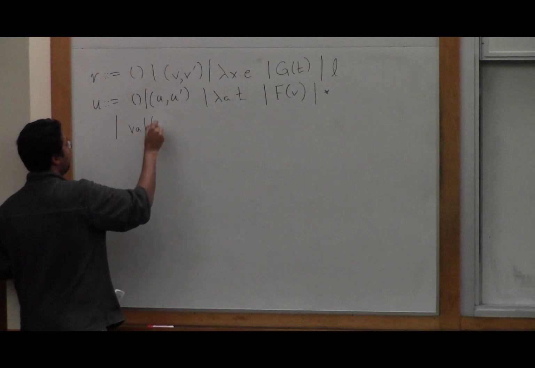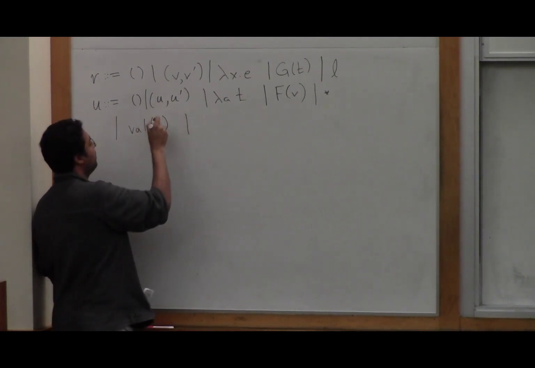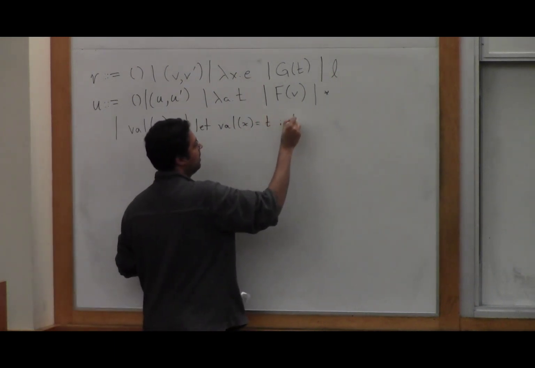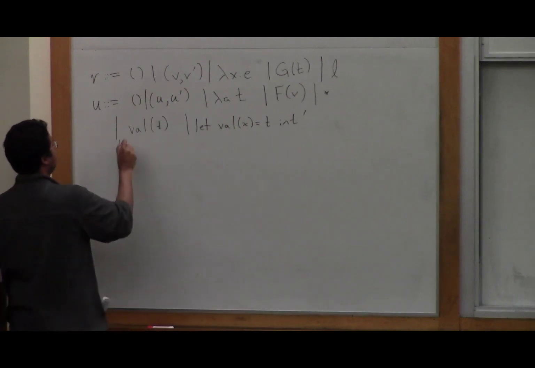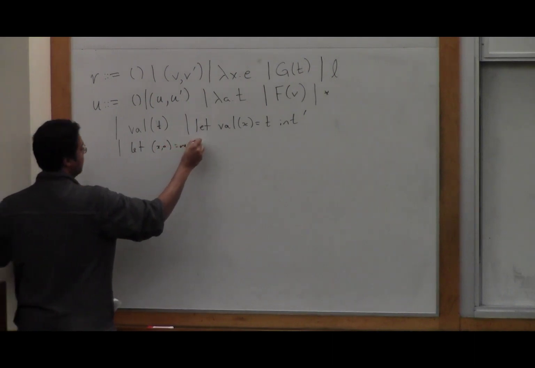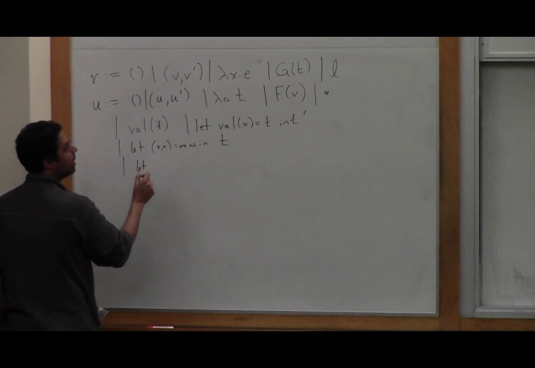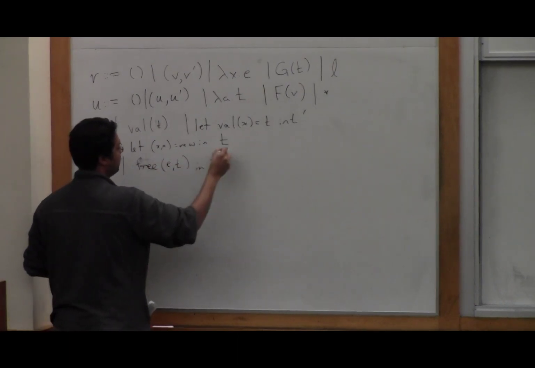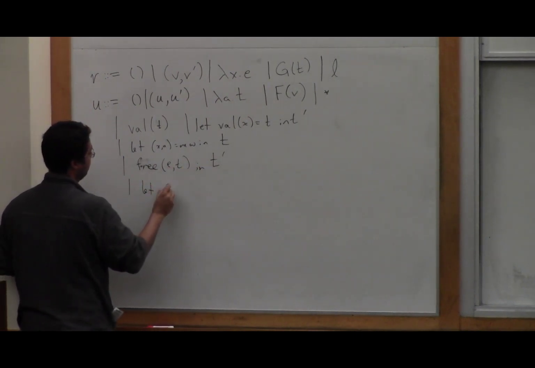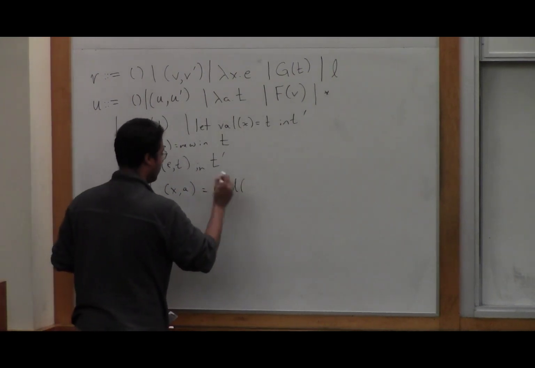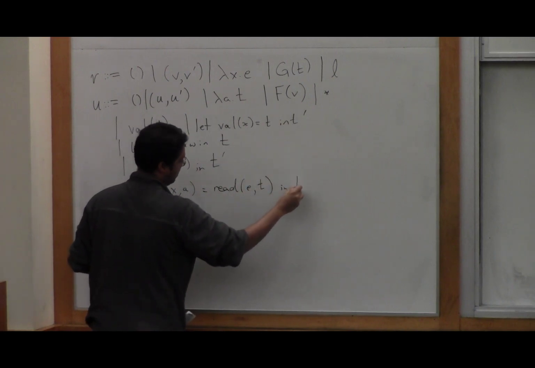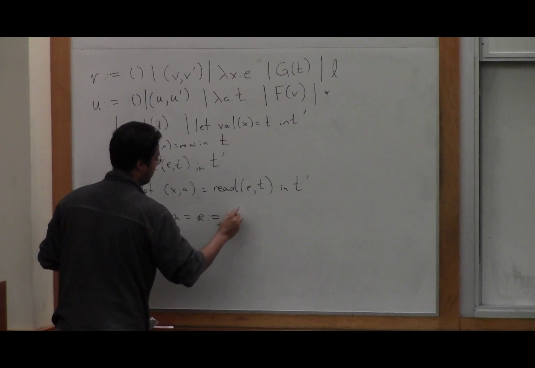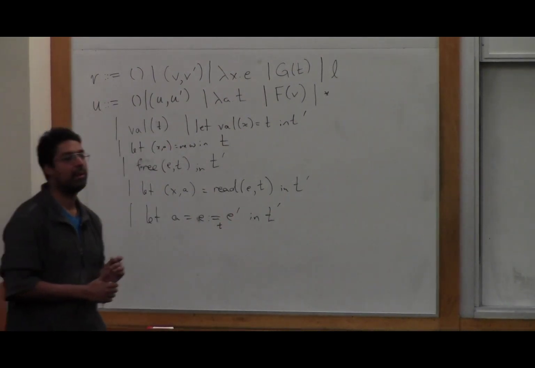So val of t is a value. Free. T prime. Read. Okay, so we're treating all of these computation terms as values.